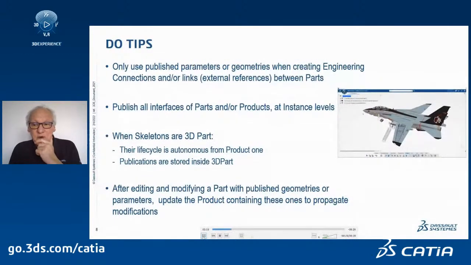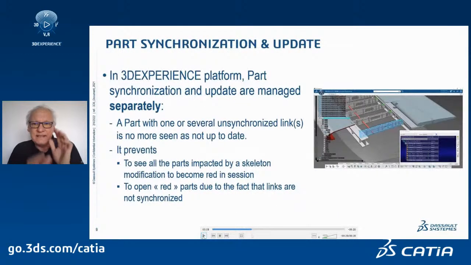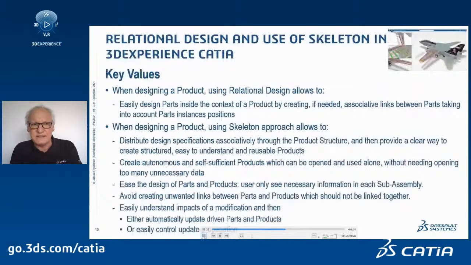Now, I think we are almost at the end of this presentation of relational design using skeleton. As I mentioned earlier, it's also nice that the synchronization and the update are separate. Which means that if there is a design change coming from either a part not synchronized or an update to be done, in V5 everything was red. Now you can separate the cause of what has been changed. So that's very important, the part synchronization and the part update. It just eases the work in case of design change.